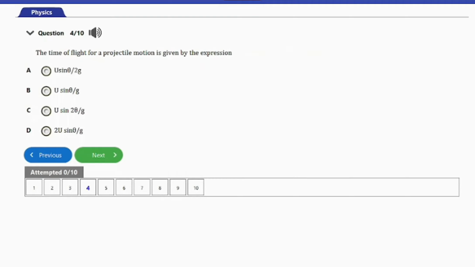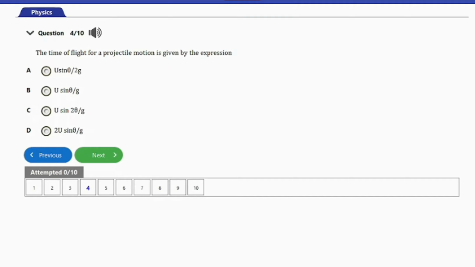So the next question we have here is question number 4. It says, the time of flight for a projectile motion is given by the expression A, u squared sine theta over 2g, B, u sine theta over g, C, u sine 2 theta over g, D, 2u sine theta over g. So guys, the answer to this question here is option D, 2u sine theta over g.